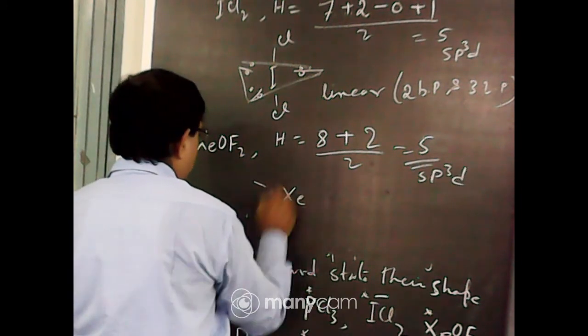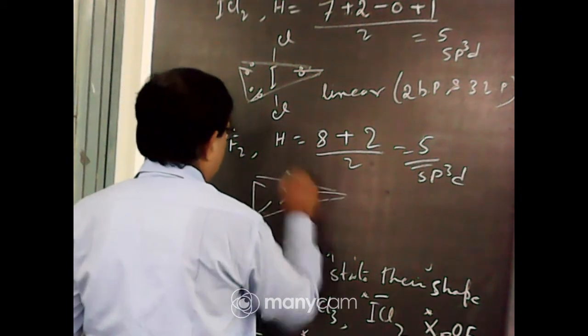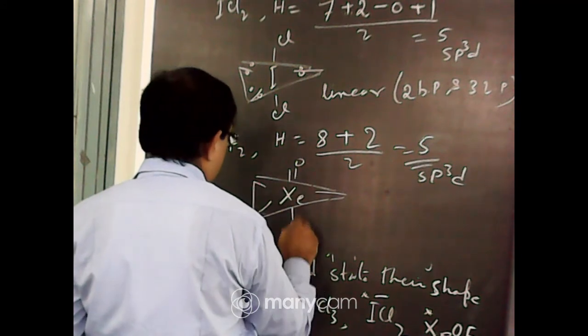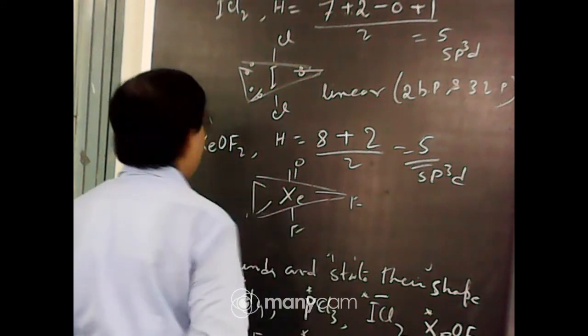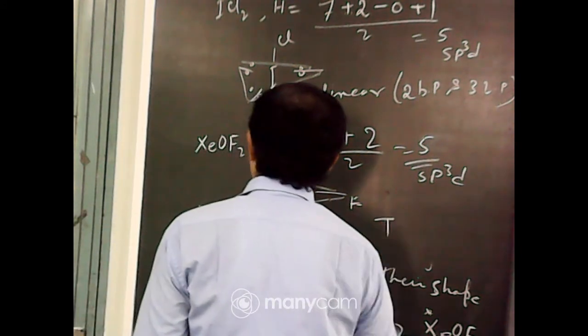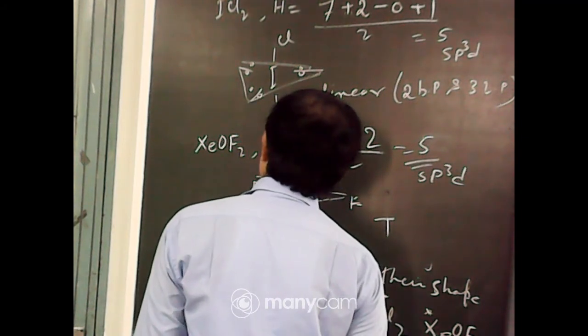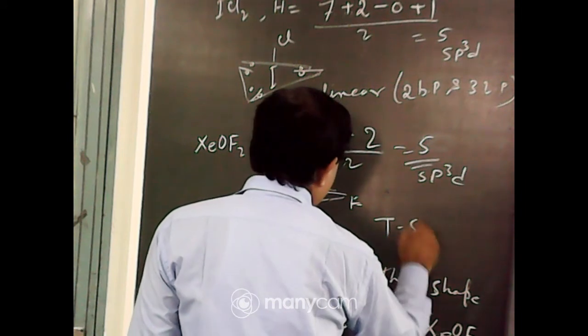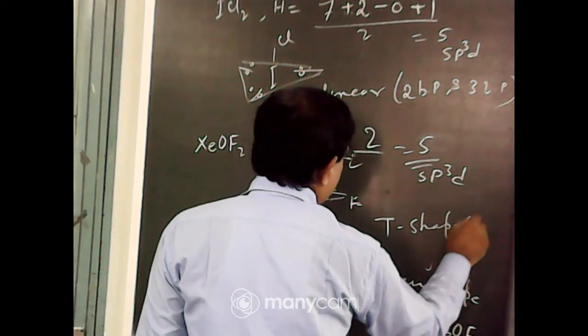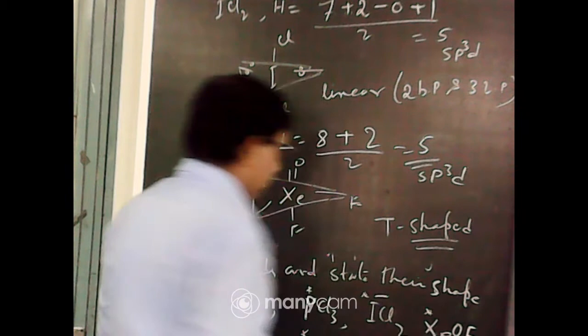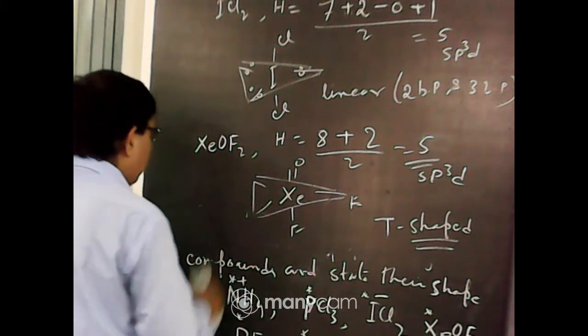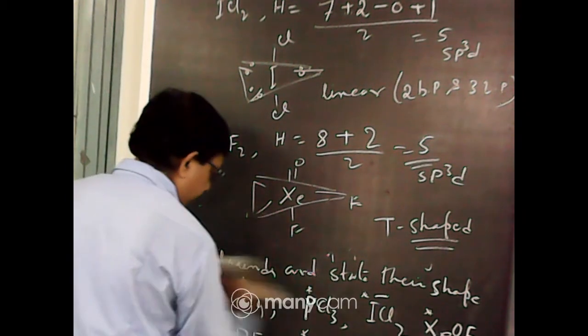Say xenon. This is called T-shaped, with 2 lone pairs and 3 bond pairs. So this will be T-shaped. So XeOF2 has T-shape due to presence of 2 lone pairs.